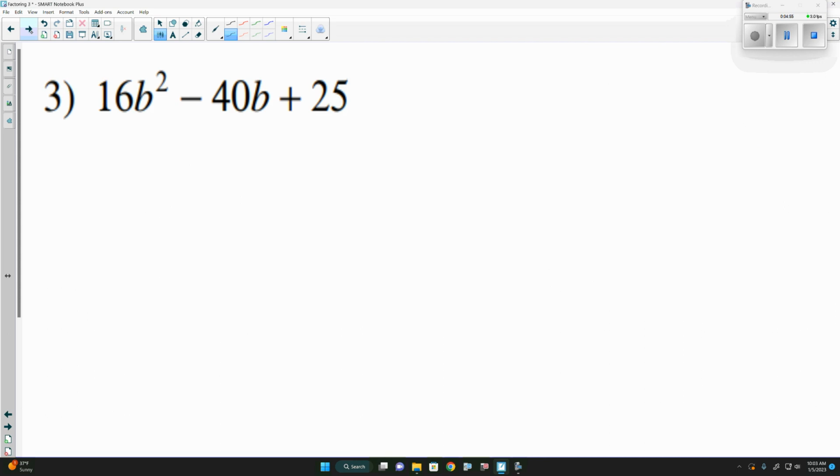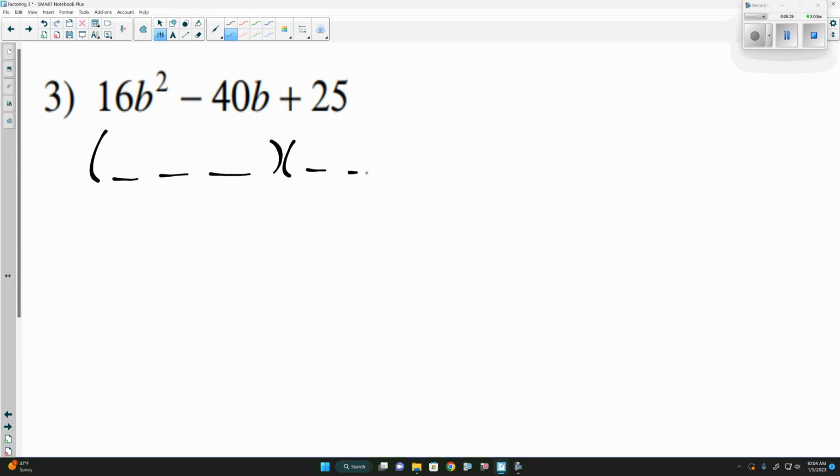So we can look at one more of these here, and then we'll move on to the next type. And again, with any of the special ones, I'd still be looking for a greatest common factor. It's going to make it easier to work with. And if we look at this one here, 16, 40, 25, well, 16 and 40 do have a greatest common factor, but that doesn't mean anything because 25 does not.